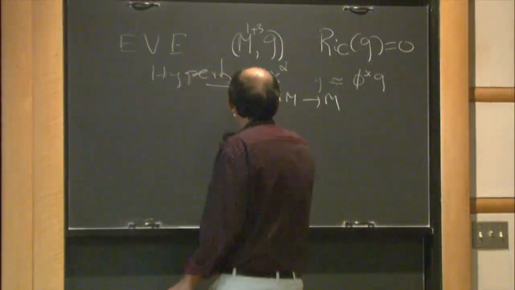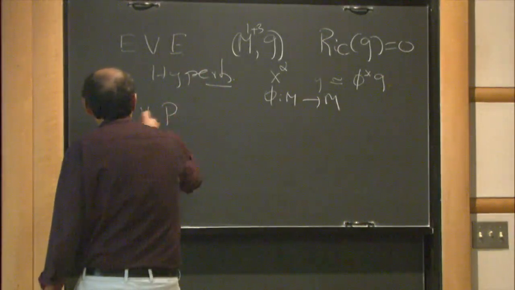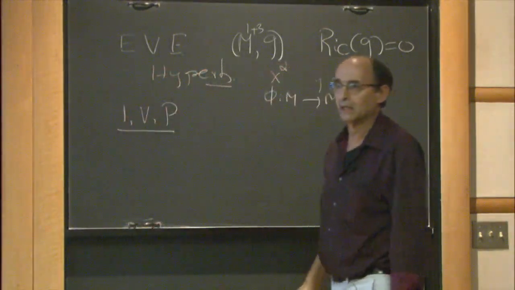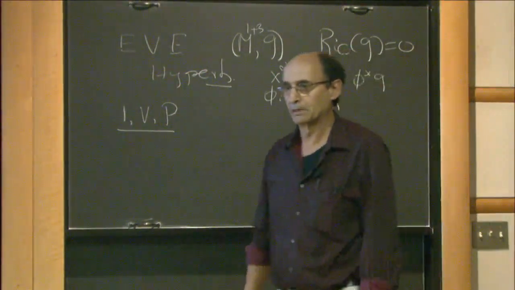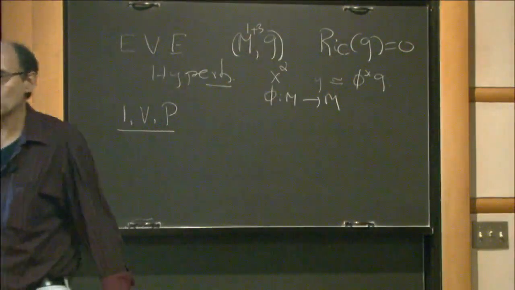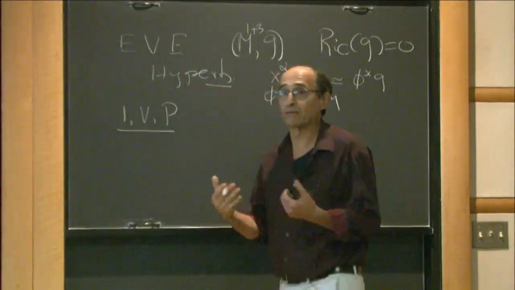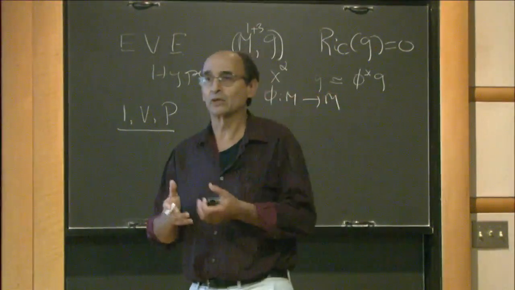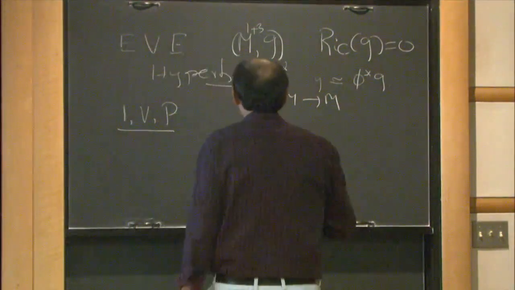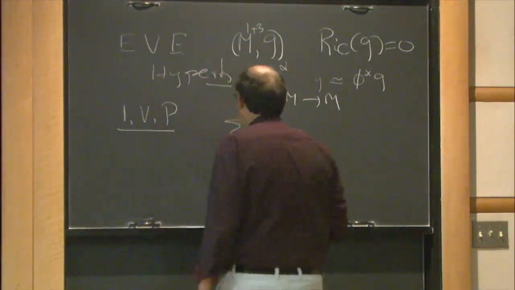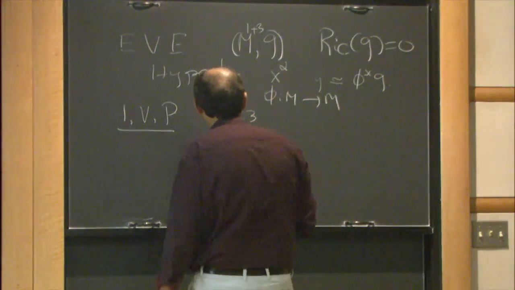Once you realize that these equations are hyperbolic, you can set up an initial value problem. It's like in the simplest case of ordinary differential equations, you set up the position and the velocity. If you have a wave equation, you set up at time t equals zero the solution and the time derivative of the solution. Here the setting is a little bit more difficult, but not too much, and it's now very well understood.